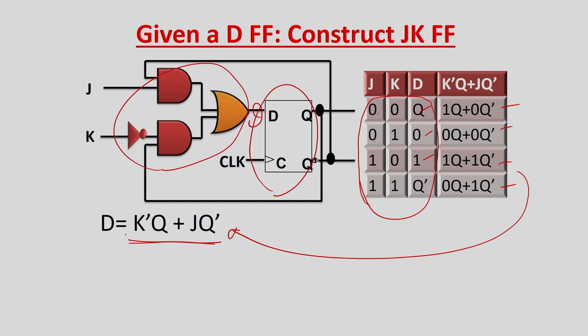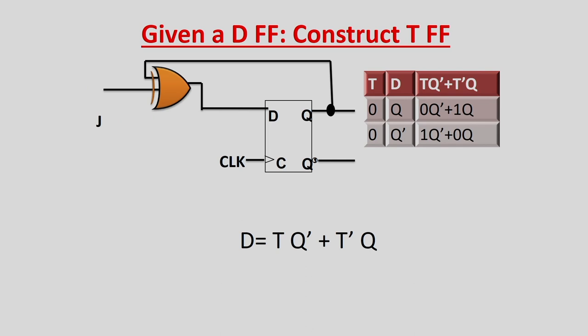D is equal to K bar Q plus J Q bar, and you can see, this one is J and this is Q bar, so this is J Q bar, and this one is K bar Q, and we are adding them. Simply, we can convert a D flip flop into a JK flip flop. Similarly, we can construct a T flip flop out of a D flip flop, because the D flip flop is a basic one, and from the basic storage you can convert to any flip flop.